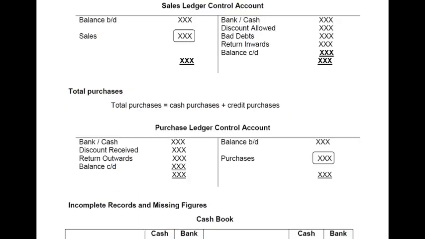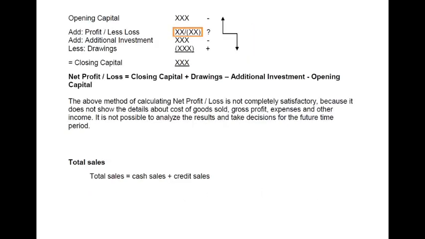Then we have another thing, the most common type of question that comes in single entry or incomplete records during the examinations, whether it's O levels or AS level. We need to make a proper income statement, just like we need to make a proper income statement for a sole trader. But the difference again here is that we do not have sales and purchases given in the question.